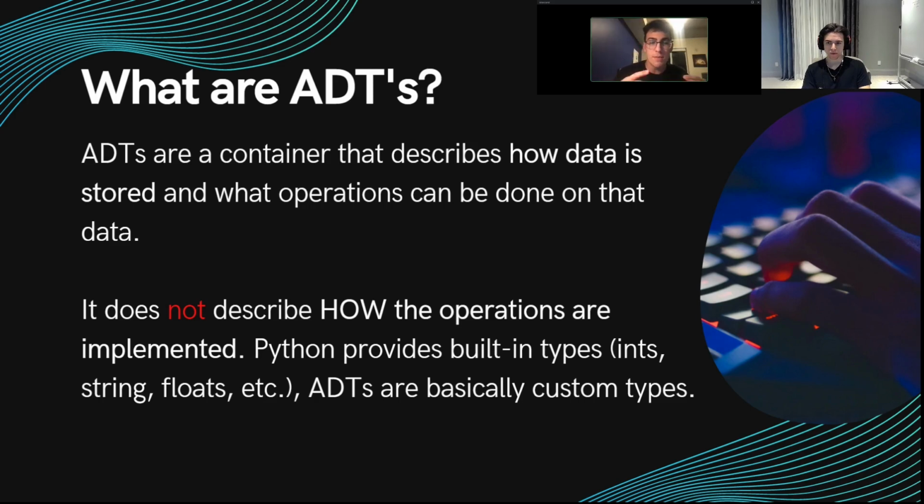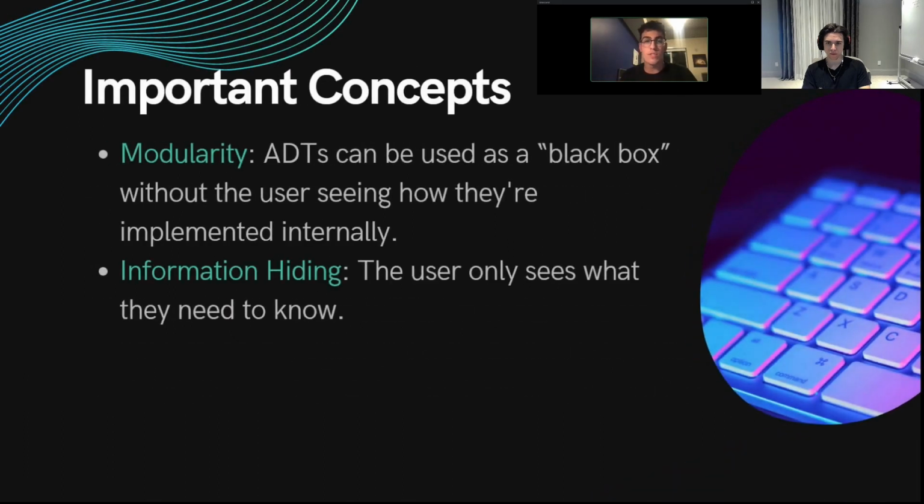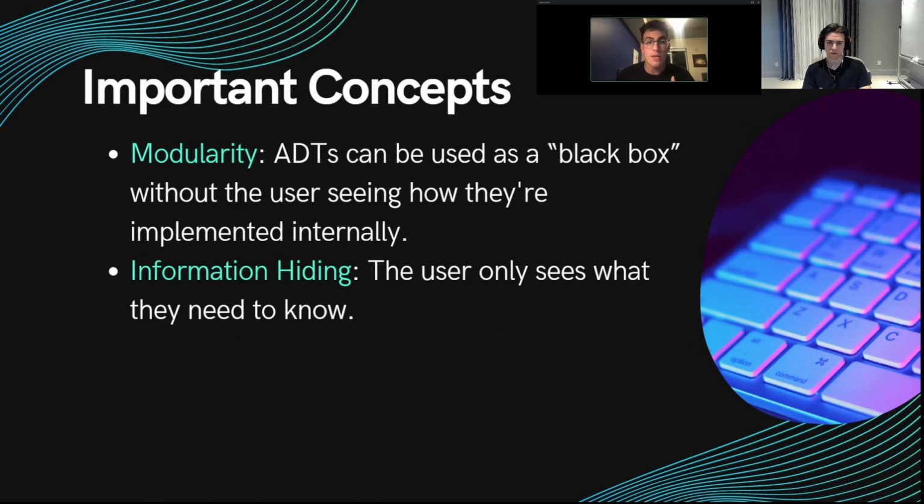So modularity is a big thing. ADTs can be used as a black box without the user seeing how they're implemented internally. Modularity means that they can be used all over a program without the user really knowing what's happening inside as well. Information hiding is almost the same concept. The user only sees what they need to know.